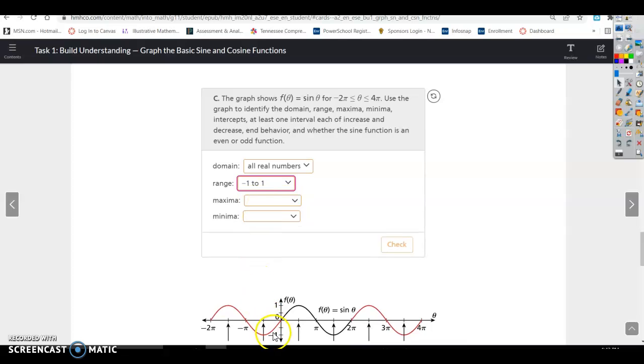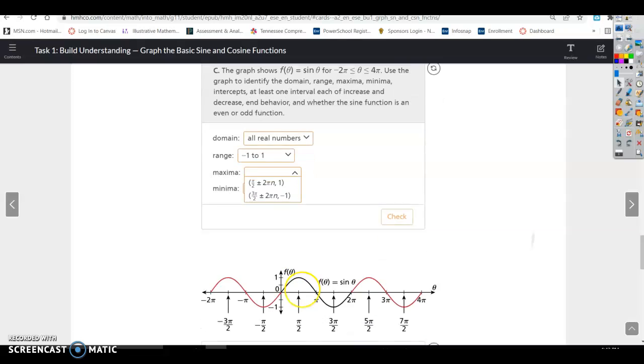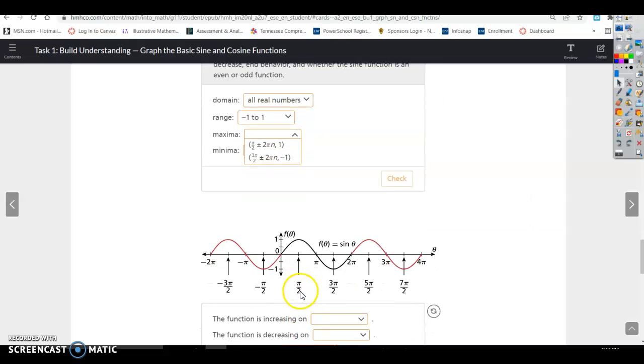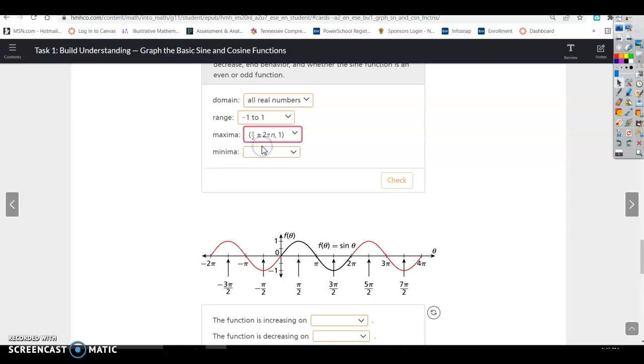The maximum value, you can see the maximum value is going to top out at 1. And if you come down here and look, that's at pi over 2. So at pi over 2. And then every time it goes around the complete circle and comes back to that. So this 2 pi n just means how many rotations around back to that.